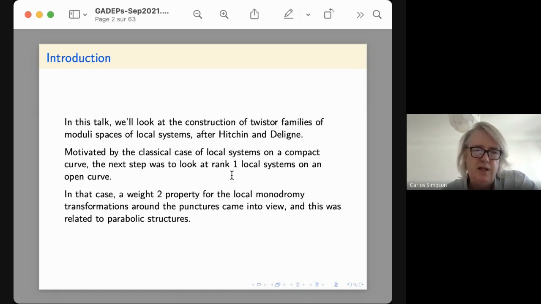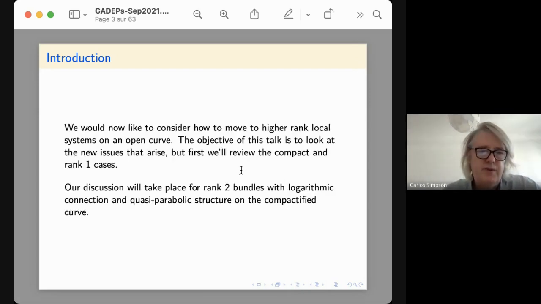So in the case of local systems on a compact curve, there's a weight 1 property, which we'll see in a minute. Then in the case of an open curve, from mixed Hodge theory you expect that there might be a piece of weight 2 in the mixed Hodge structure. In the case of rank 1 local systems, this was in a paper I did a while ago. And then there's a question as to how to look at higher rank local systems on an open curve, because there are some difficulties that you can see happening in the discussion, as we'll see.